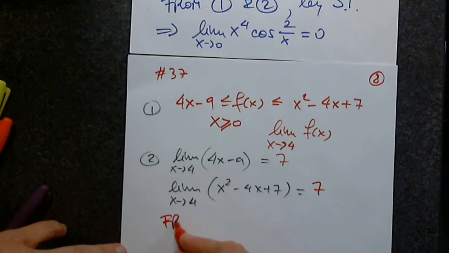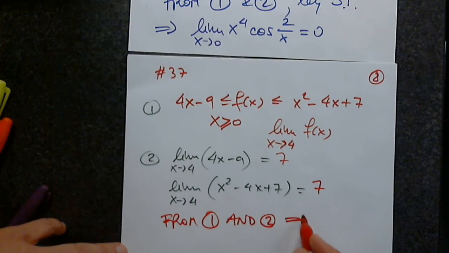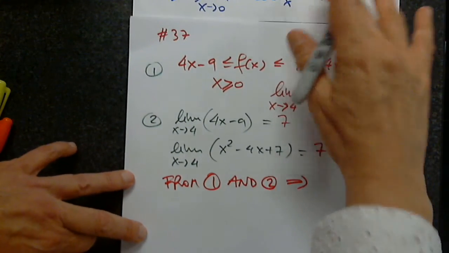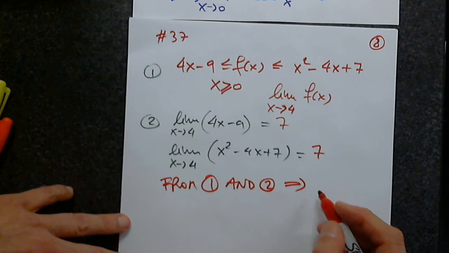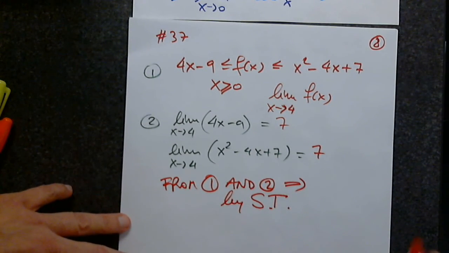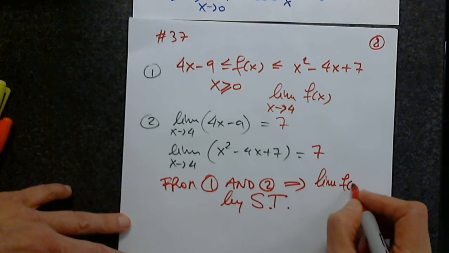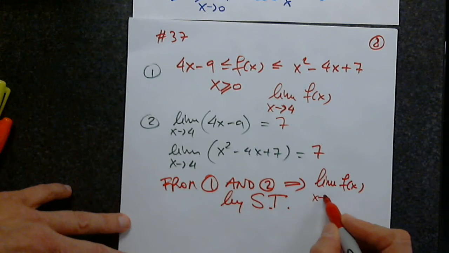So now I will say from 1 and 2, what do I conclude? By the squeeze theorem, I have to mention that. What do I conclude? The limit of f of x as x approaches 4.